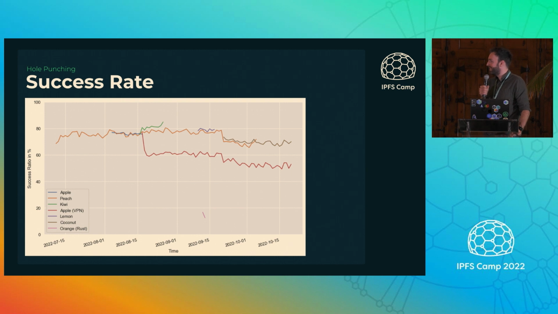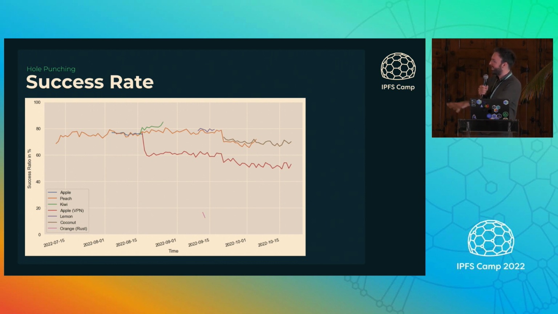And this is probably the crucial graph here. So this is the success rate of this hole punch DCUtR protocol. We have the time on the x-axis again, and then just the success rate. So it's basically the number of successful hole punches divided by the total number of hole punches performed per day. And each line is a unique client, and as I said, they were deployed and online for different times during the last months. I gave each client a different fruit name, so that we can tell them apart.